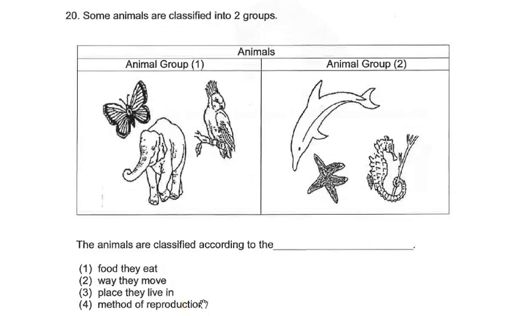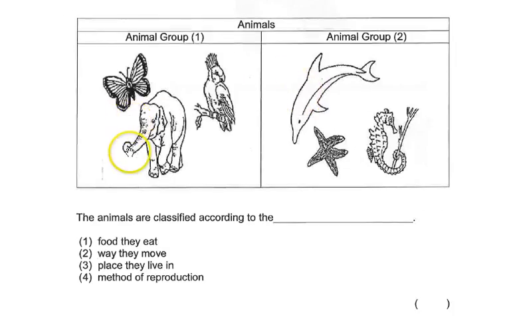Over here, straightforward. Group of animals here: elephant, butterfly. And this looks like all of them live in water, and this one lives on land. Okay, it is the place they live in, right? The answer is the place they live in. Okay, this is the answer. 3, right? The place they live in. Right, let's carry on.